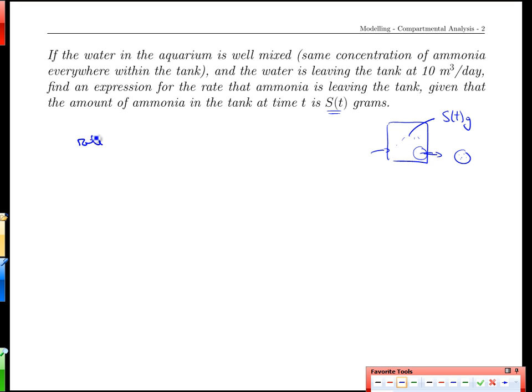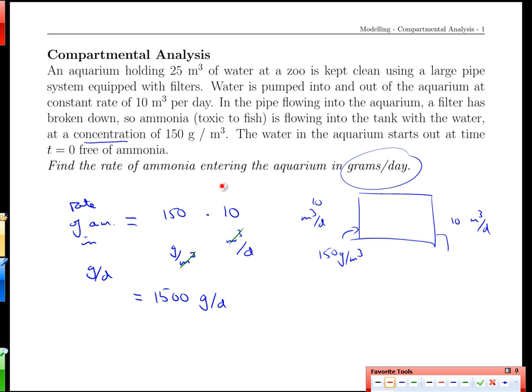So the rate of ammonia out, again, grams per day is what we want. Well, what are the ingredients? We definitely have 10 meters cubed per day. The actual outflow of water is going to have an influence here. So we've got the days. We need to divide by meters cubed. Well, one of the ways we could think about that is to go back to the previous example. What we had here was rate of volume, or rate of water change, times the concentration in grams per meters cubed.